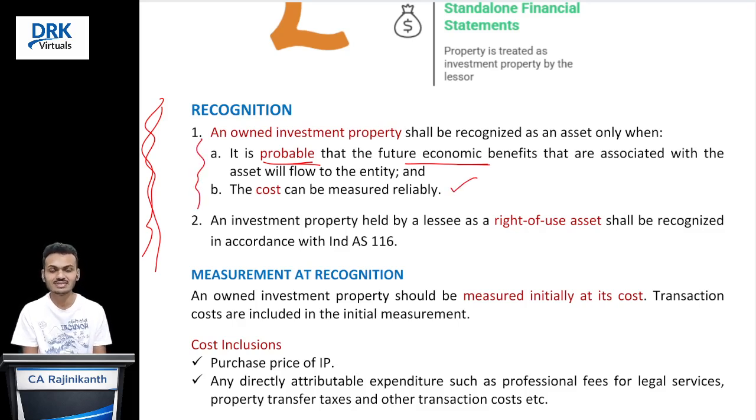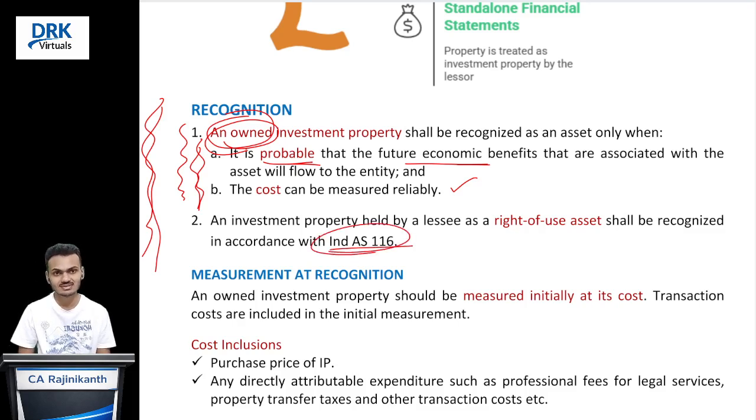Same as the Ind AS 16 and Ind AS 38 criteria, correct? So this criteria is applicable only to owned investment property, as we already discussed, be it owner occupied property or investment property. It may be owned by the entity or it may be taken on lease as an ROU asset, right? In case of owned investment property, that property should satisfy this criteria in order to be recognized. If it is a leased property, if that property is taken on lease, we should check with the requirements of Ind AS 116 Leases, right?